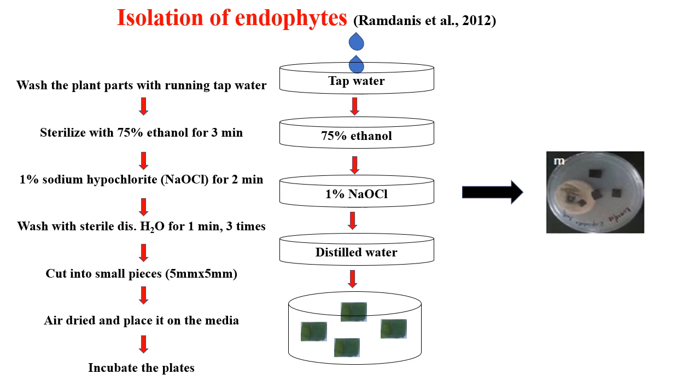The plant parts will be cut into smaller pieces of about 5 by 5 mm. The samples are dried inside the laminar airflow, placed over the required media, and the plates are incubated for 7 to 14 days for the colonization of endophytes, that is either bacteria, fungi, or actinomycetes, which can be used for further analysis.